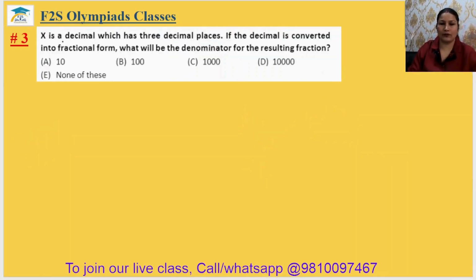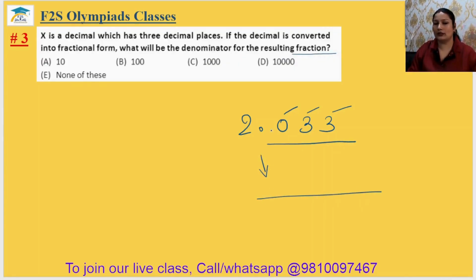Come to question number 3. X is a decimal which has 3 decimal places. Suppose there is 2.033, 3 decimal places: 10th place, 100th place and 1000th place. If the decimal is converted into fraction form, what will be the denominator of the resulting fraction? So for making it a fraction, the denominator will be 1 and the number of decimal places is 3. So that's why there will be 3 zeros. So it should be 1000. Option C. The third answer will be option C.